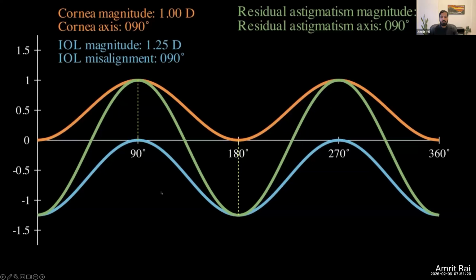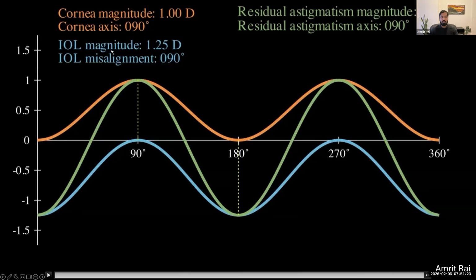At 90 degrees of misalignment, we get the sum of 1 and 1.25, at 2.25 diopters of astigmatism.